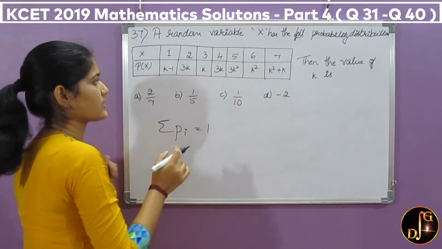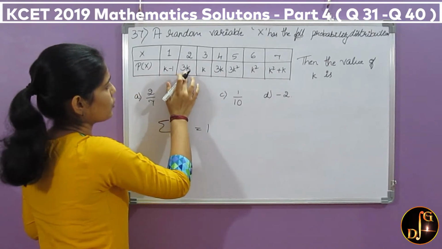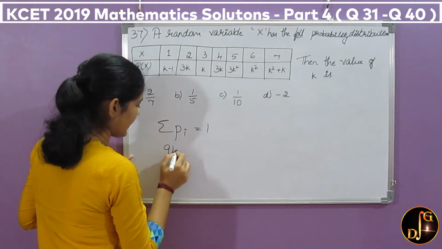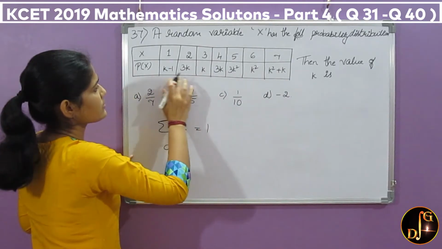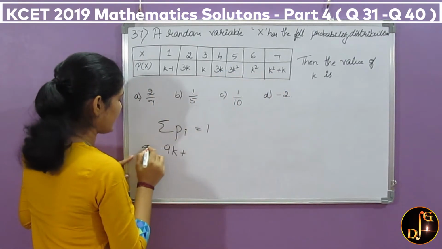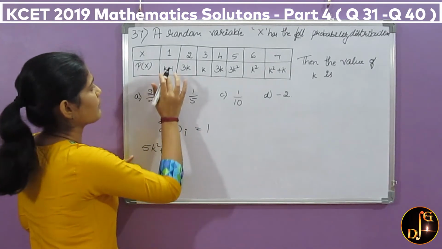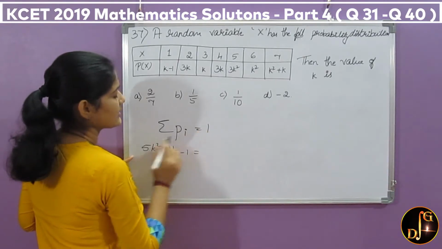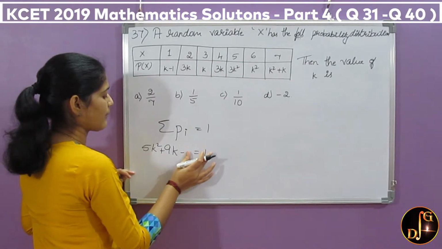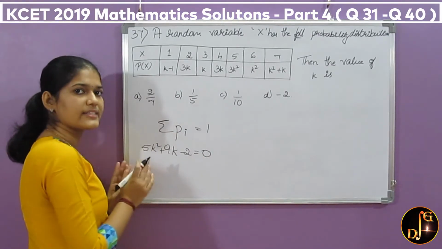Let's add these numbers. Then how many k's are there? 1, 4, 5, 8 and 9. So 9k plus k square, how many k squares? 3, 4, 5. 5k square plus 9k and we have here minus 1. This sum is equal to 1, right? So it is nothing but 5k square plus 9k minus 2 is equal to 0. This is a quadratic equation.